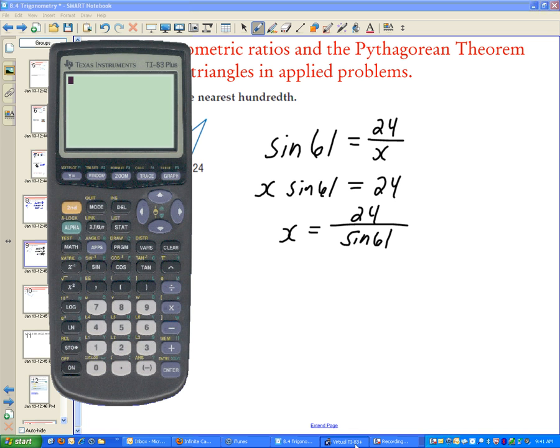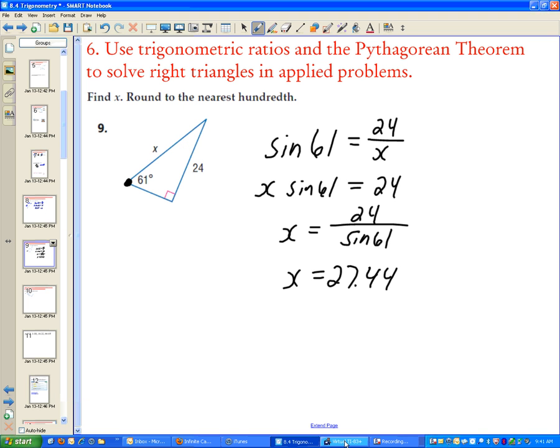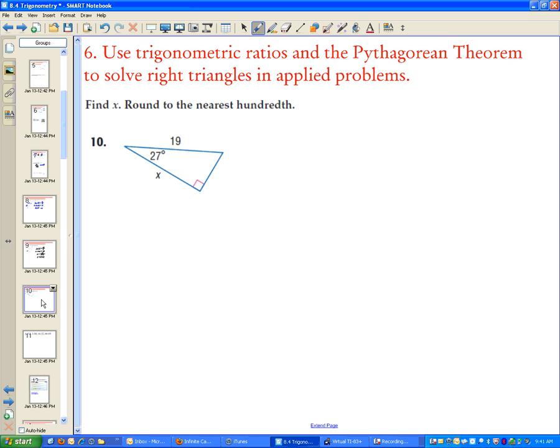And we need our calculator again. So x is going to equal 24 divided by sine 61. And we get 27.44 to the nearest hundredth. Everybody following me? Making sense? All right. See what you can do with number 10.